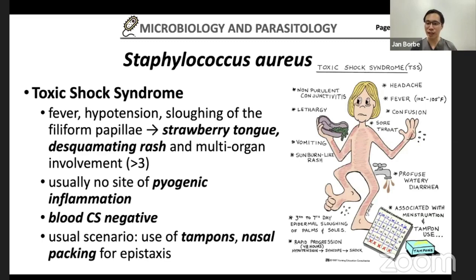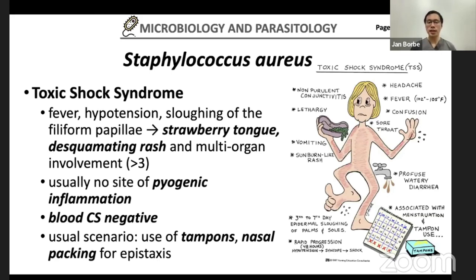Meron din siyang rashes, meron siyang diarrhea, GI symptoms, nagsha-shock pa siya. So you have a desquamating rash that follows the initial presentation. Okay? So in toxic shock syndrome caused by Staph aureus, usually you don't have a focus of infection. Okay? Walang site of pyogenic inflammation. As compared to toxic shock syndrome that's caused by streptococcus. That's why in some cases we call it toxic shock-like syndrome, no? Si streptococcus. Okay? Another differentiating feature, blood CS negative for Staph aureus. Ang toxic shock syndrome ng strep is blood CS positive usually.